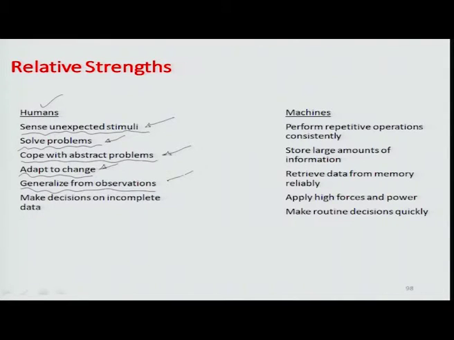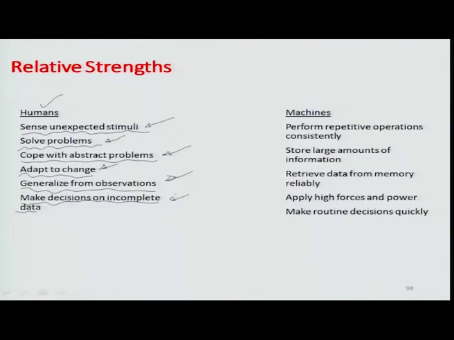If you have experiential observation, then that is the best part which a person can use: the knowledge domain from his previous work sphere, applied to the current work sphere for any changing situation or problem which emerges. So, these are some of the relative strengths. Humans can also make decisions on incomplete data. So, these are some strengths related to human subjects.